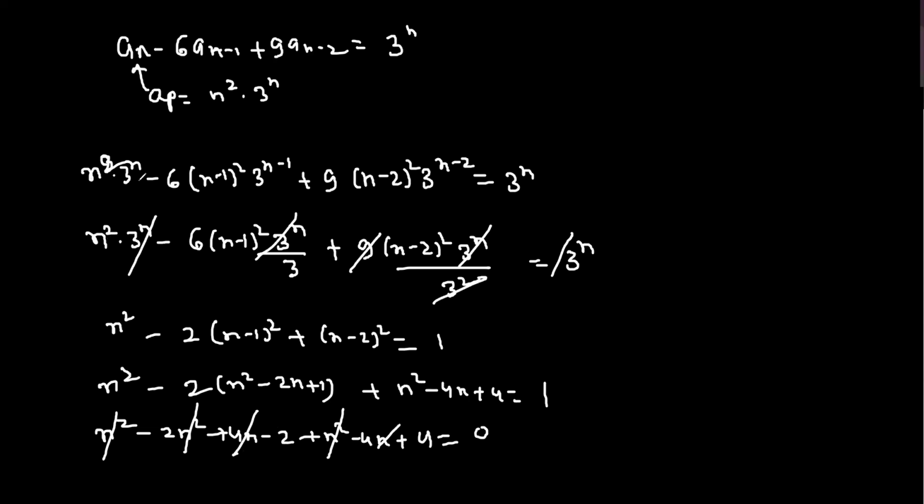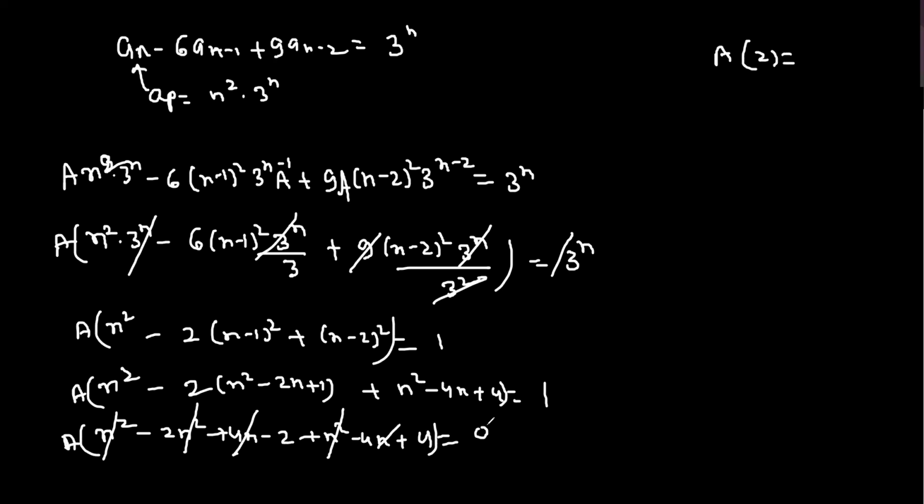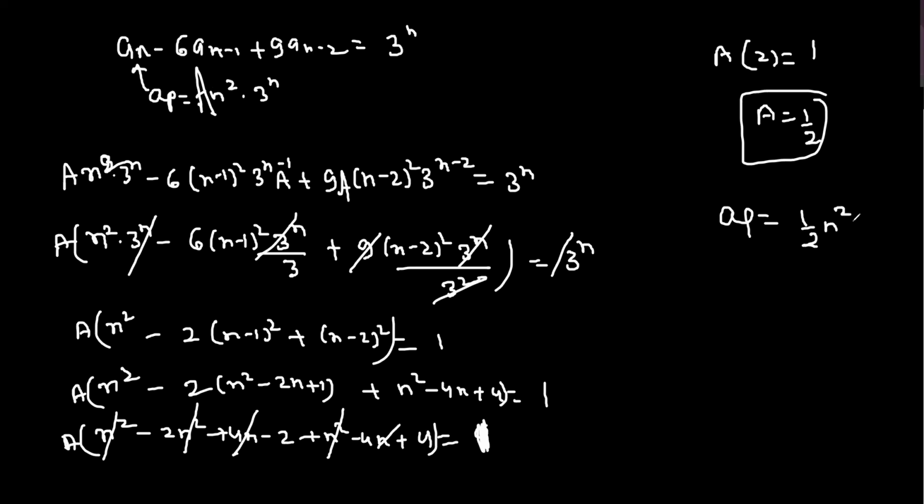Oh, A is there. 4 minus 2 is what? 2. So A is equal to what? Half. Then particular solution will be, this is actually A, half n square 3n. This is a particular solution. You can note down this.